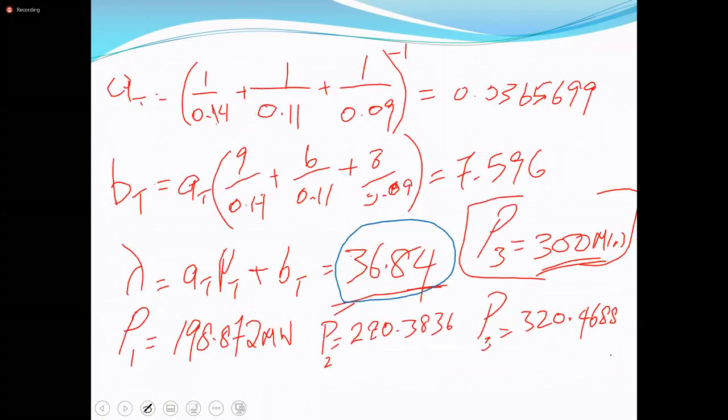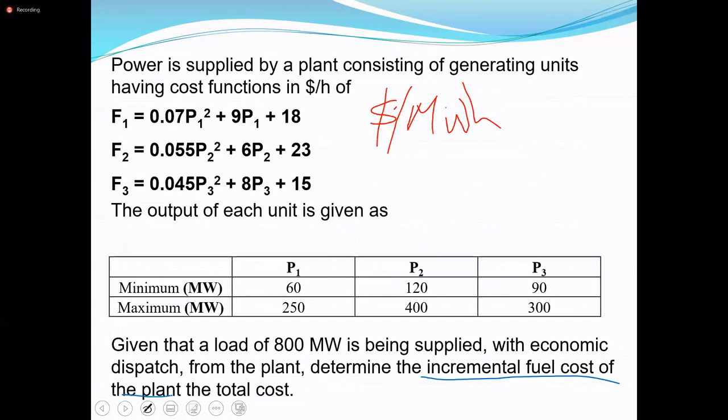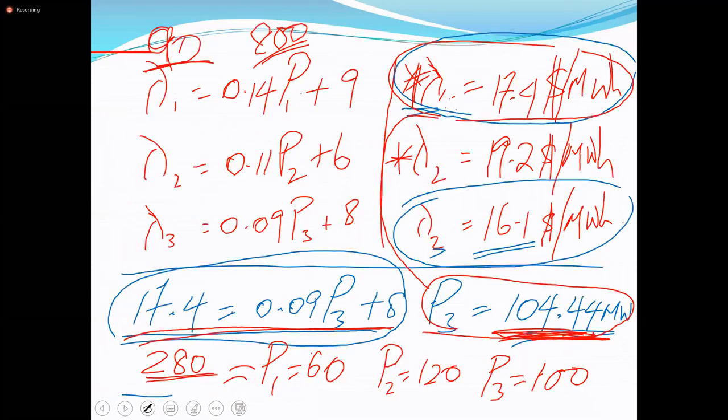So the question is not finished. What I asked for was the plant lambda, I believe. So you were asked to determine the incremental fuel cost of the plant and the total cost. So what will be the plant lambda?